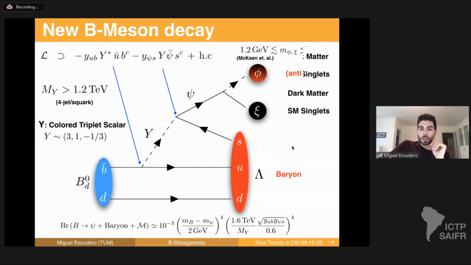Finally, of course, we want to explicitly see that the decay can happen. So then you need to plug in these numbers and get what branching fraction this could lead to of a B-meson decaying into dark matter, a visible baryon, and any number of pions. And you see that values of the Fermi level are achieved when the mass of the triplet scalar is around 2 TeV with couplings that are of order electroweak. And we know that the mass of this particle, due to four-jet searches and squark searches, should be above 1.2 TeV. So you see that a large branching fraction could potentially be achieved.